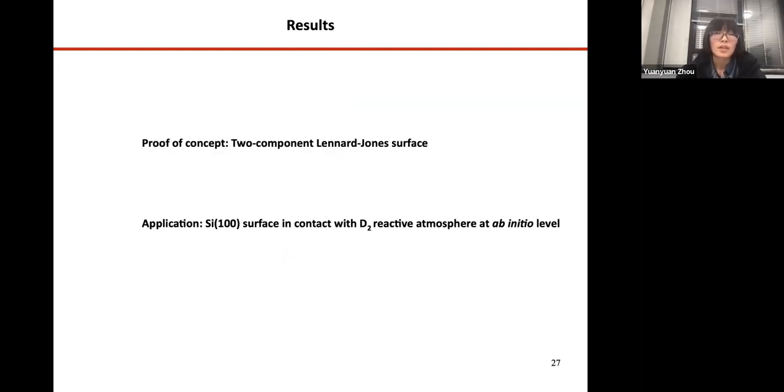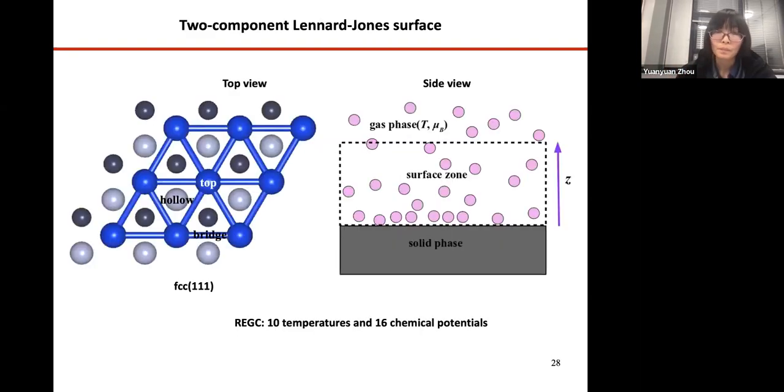Two examples are provided here to illustrate how the IGC works, how to prepare an IGC simulation, how to post-process the IGC simulation, and what kind of results we can get after post-processing. The first one is the Lagrange system. The other is a silicon surface at ab initio level.